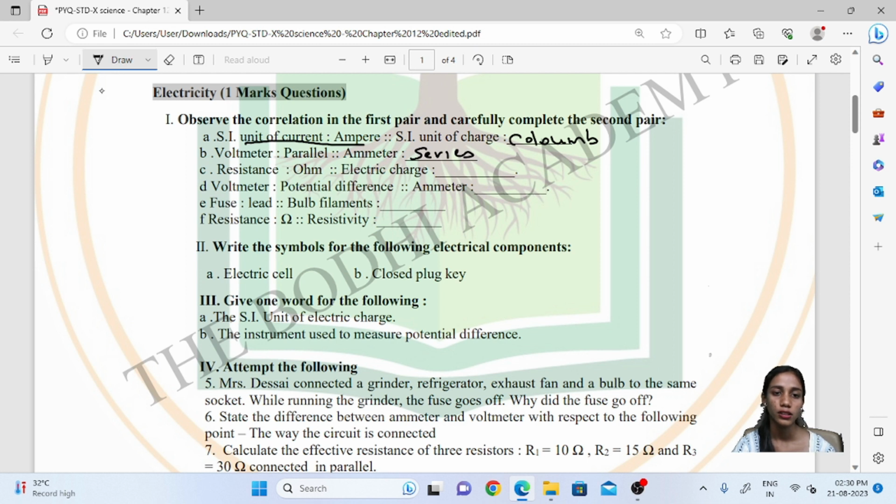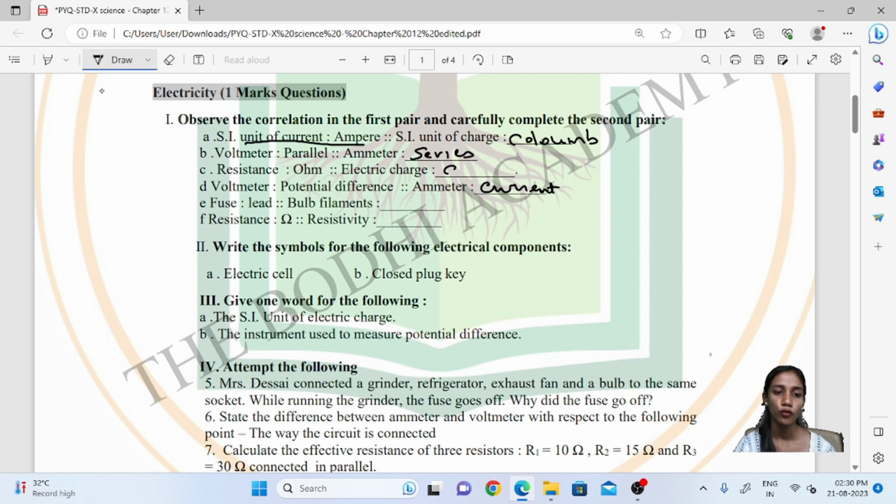Okay, now the third one, the resistance is given as ohm. So this means that they are talking about the SI unit of resistance, which is ohm. Okay, now what will be the SI unit of electric charge? We know that it is coulomb. Okay, now voltmeter is used to measure the potential difference. Ammeter is used to measure the current.